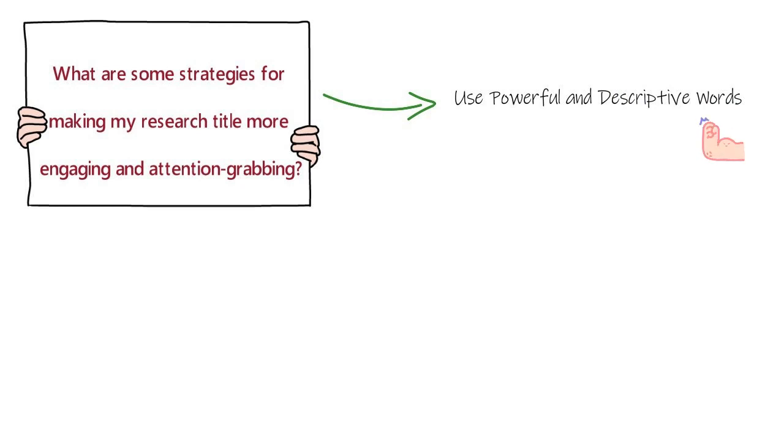First, use powerful and descriptive words. Incorporate strong and descriptive language in your title to evoke curiosity and intrigue. Choose words that vividly portray the main concepts or findings of your research. However, ensure that the words accurately represent your study and avoid exaggeration.